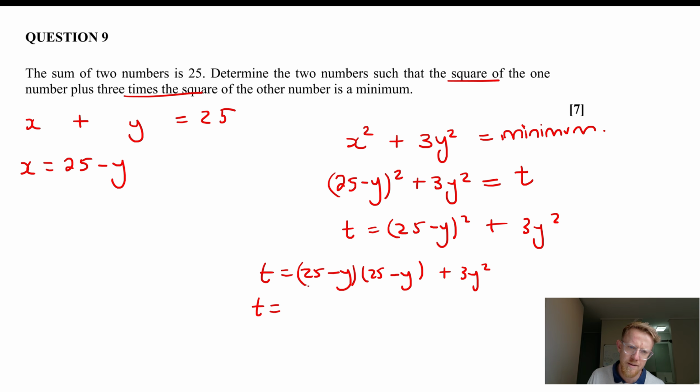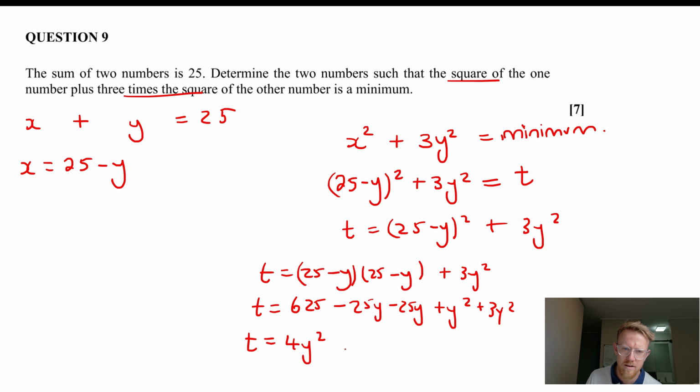So we'll put 2 brackets and then plus 3y squared. Let's simplify. 25 times 25 is 625. Then minus 25y minus another 25y plus y squared plus 3y squared. And we're just going to simplify now. That's going to give us 4y squared minus 50y plus 625. Now you want to find the minimum of this expression. So to find minimums, we take the first derivative. That'll be 8y minus 50, and then this part falls away.